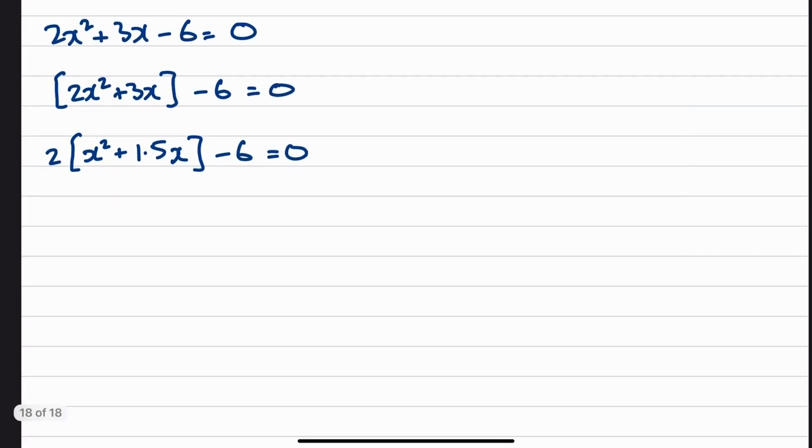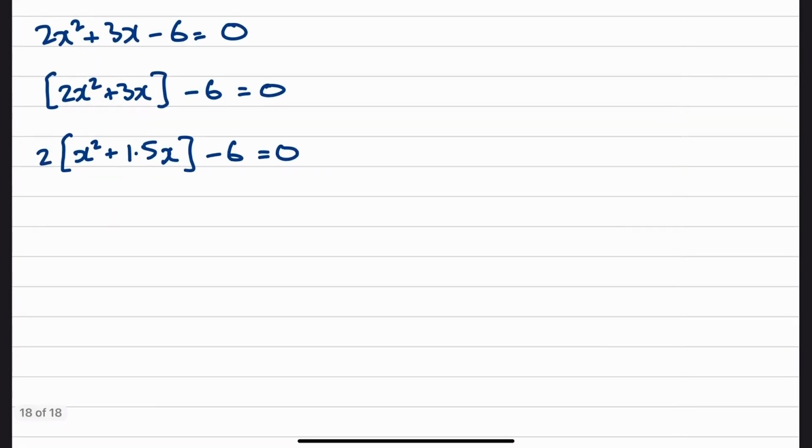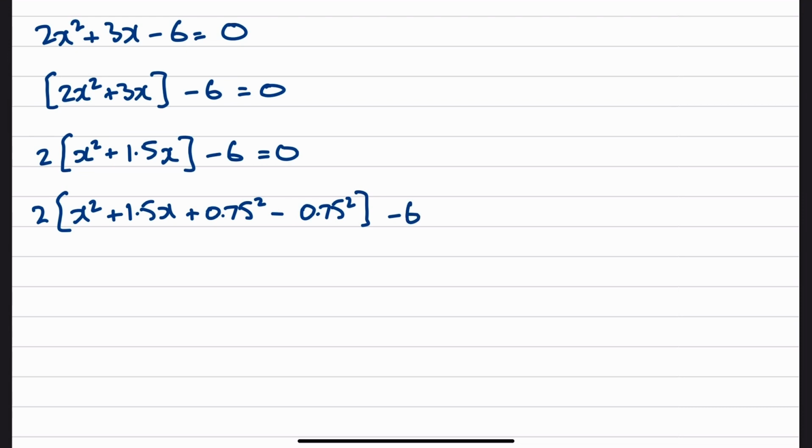So now everything is the same. Half of 1.5 is 0.75. So what we need to do is add 0.75 squared and subtract 0.75 squared as well. So 2 times x squared plus 1.5x plus 0.75 squared, just squared, not whole squared, minus 0.75 squared, minus 6 equals 0.